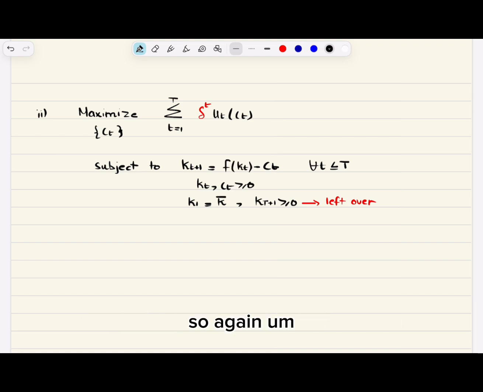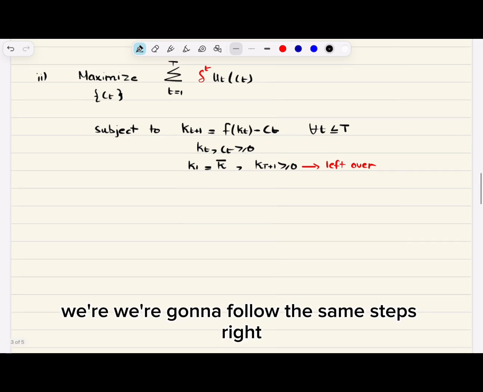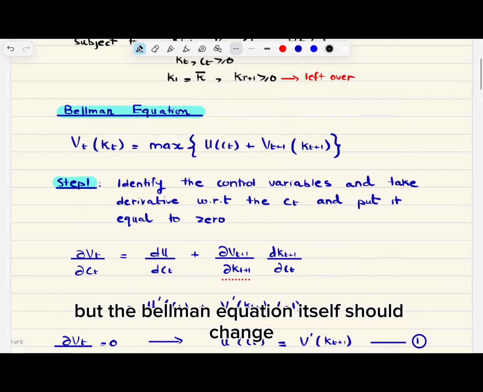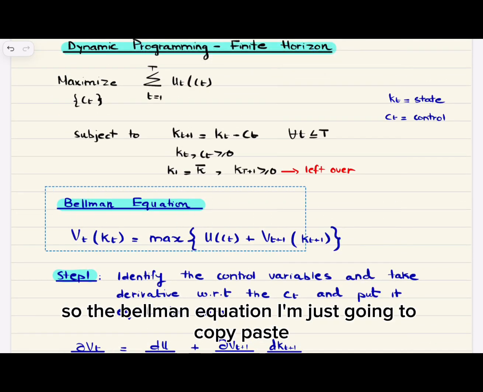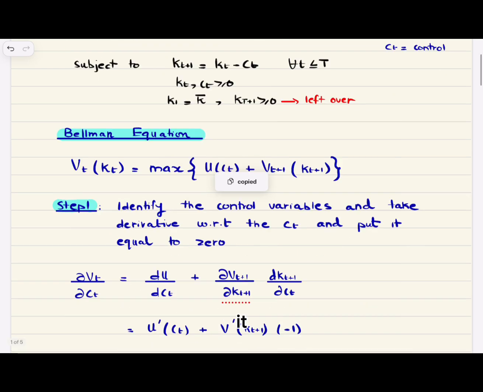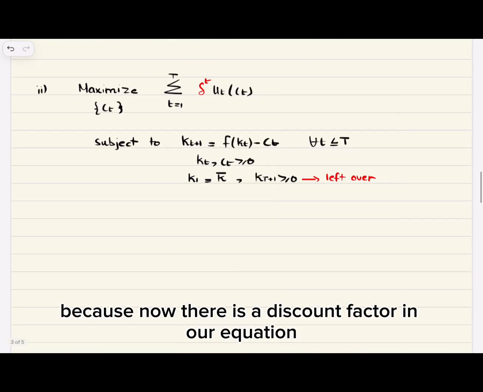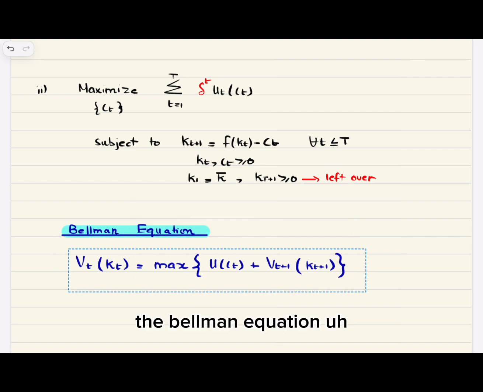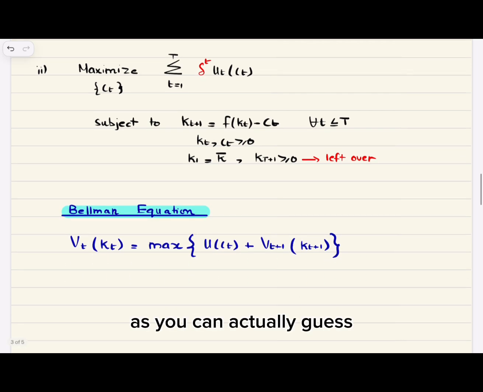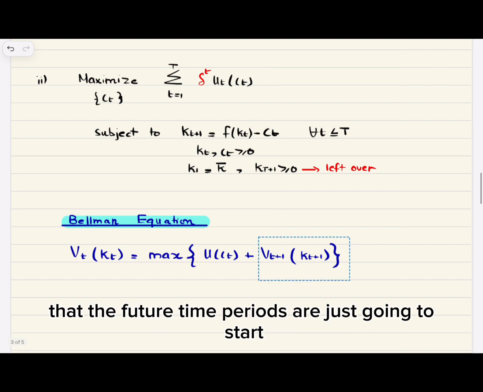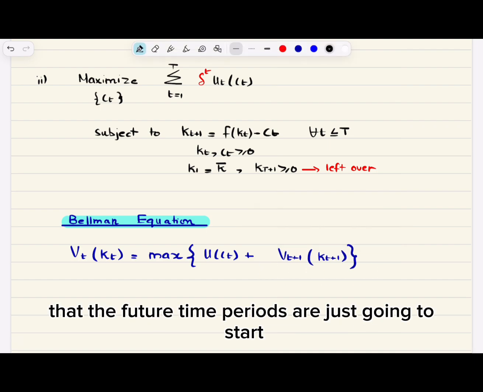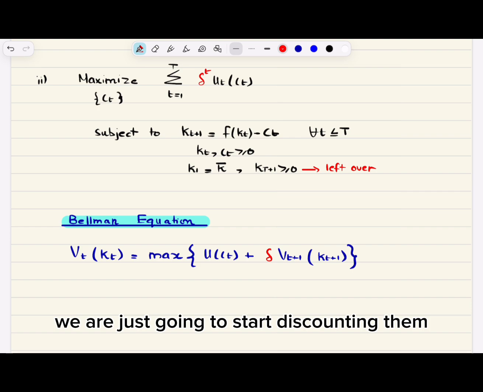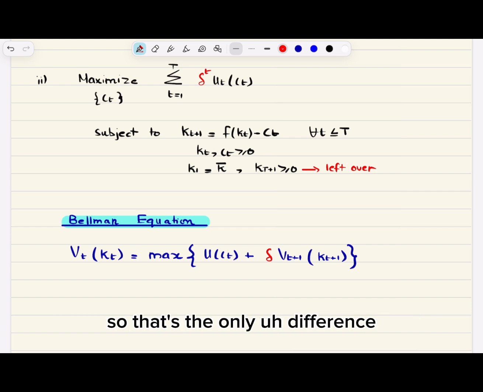So again, in such a scenario, we're going to follow the same steps, right? But the Bellman equation itself should change. So the Bellman equation, I'm just going to copy paste it, has to change because now there's a discount factor in our equation. As you can guess, the future time periods are just going to start being discounted. So that's the only difference. The remaining procedure is the same.